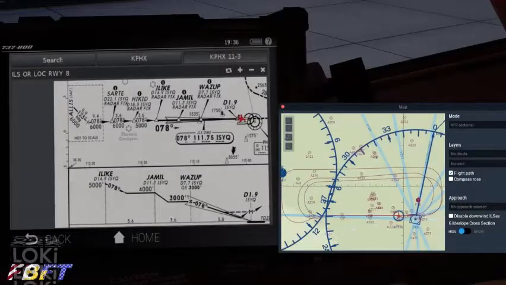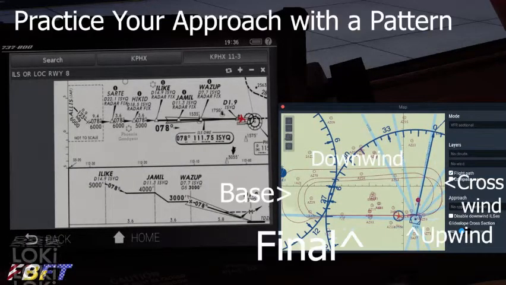If you're serious about practicing, you're going to need to fly a pattern. Just completing a flight and then landing is not going to be enough. Pretty much, you can see on the chart, we're at the airport, and you can see on the X-plane map all of those nice little racetracks I've been flying. It's a pretty typical pattern setup.